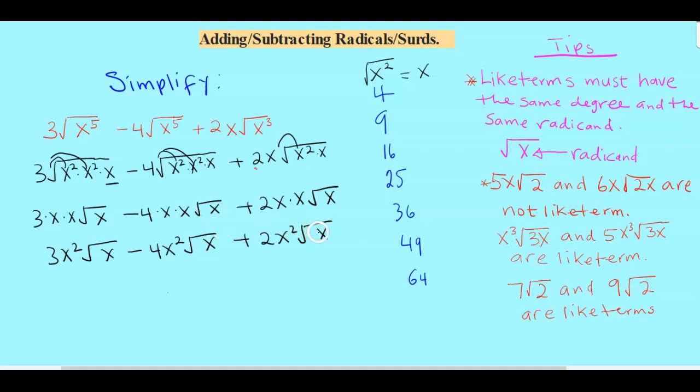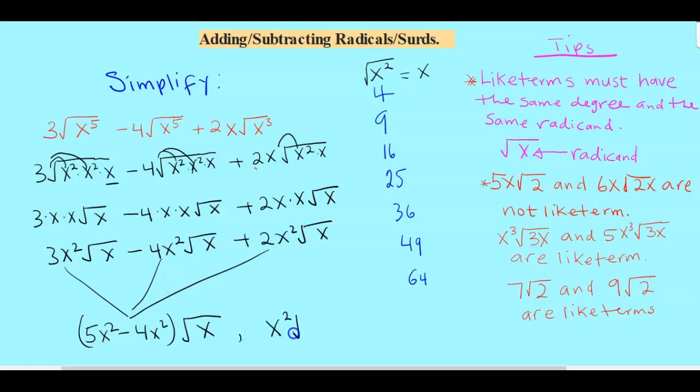So here we realize that the radicals are all the same and the coefficients have the same degree. So we will combine like terms. We bring this and then this together. So this and this is 5, minus the 4x squared, and then they all have this radical x here, and that makes it the square root of x as a final answer.